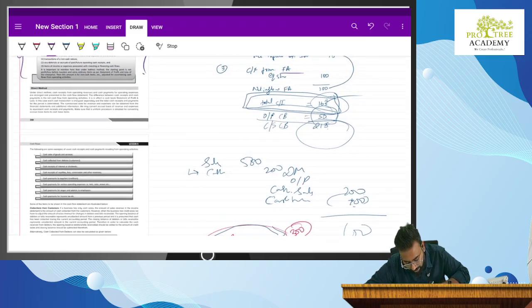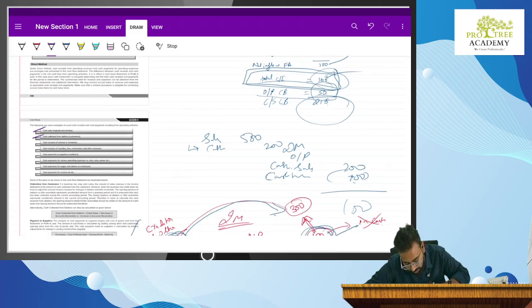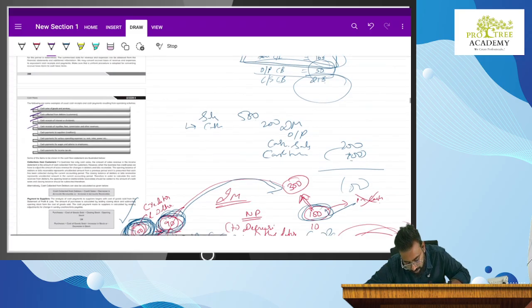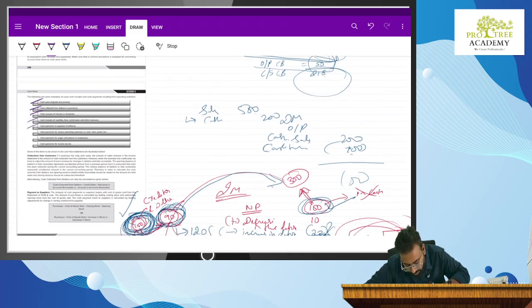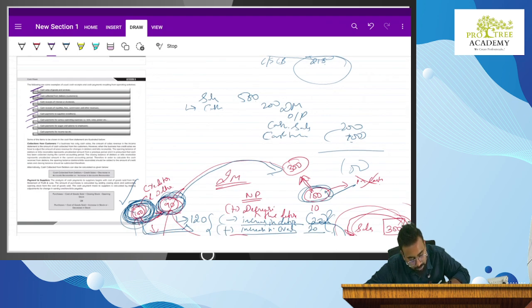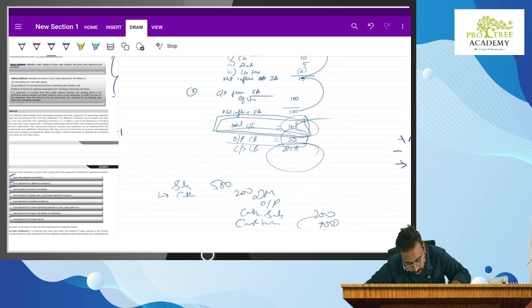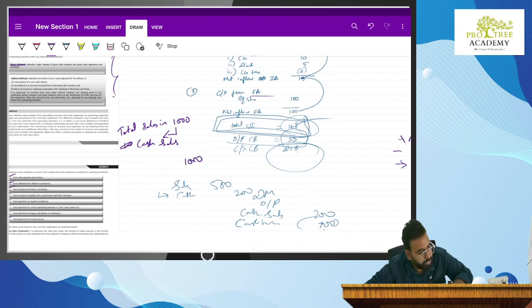So under the direct method, we'll directly take cash sales, cash collected from debtors, cash receipts on royalties, fees, commission, cash payment to suppliers, cash payment for various operating expenses, cash payment for wages and salaries, cash payment for income tax. Understanding? Suppose if they give you like this in the question, total sales is 1000, out of which they say this is cash sales, 1000 is cash sales, correct? So you can directly take 1000 as cash sales, correct?